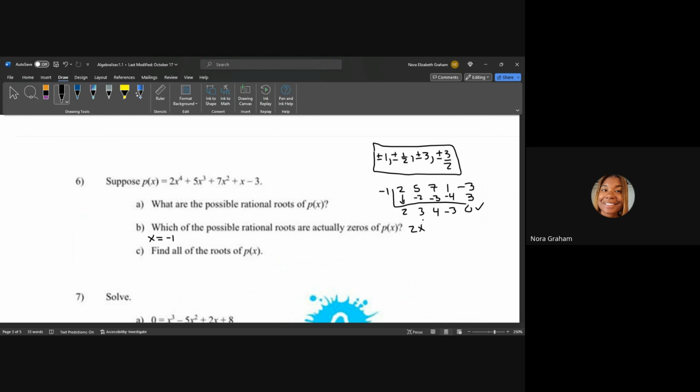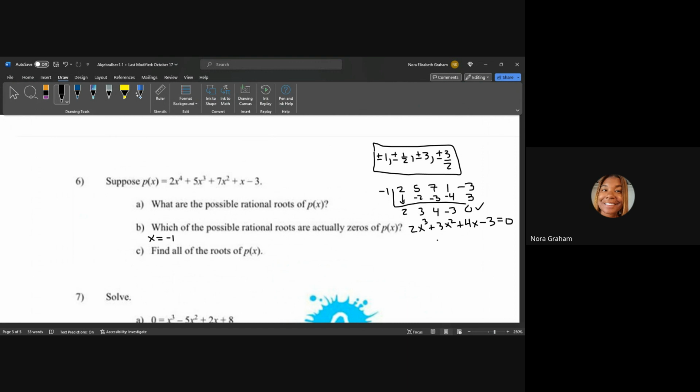So a degree lower would be 2x to the third plus 3x squared plus 4x minus 3, and that equals 0. So we're trying to find all of our roots.